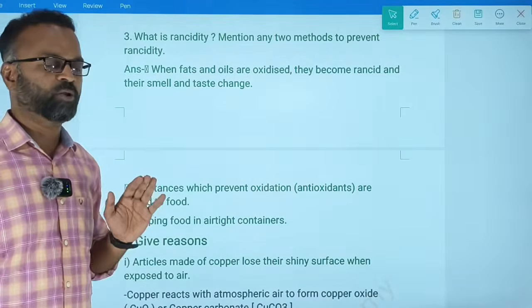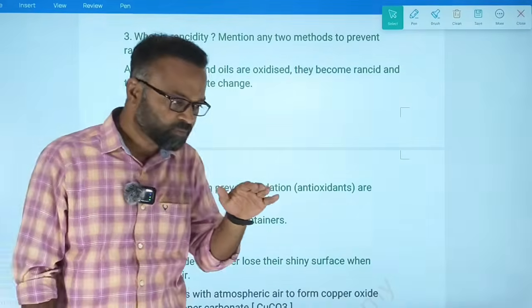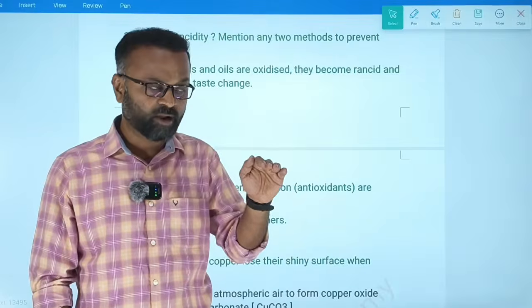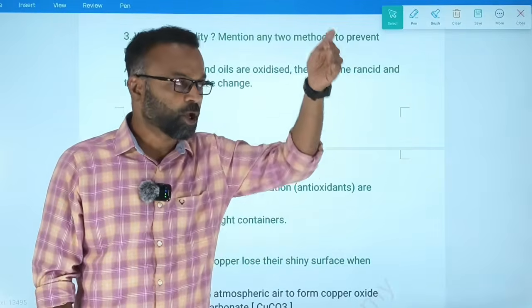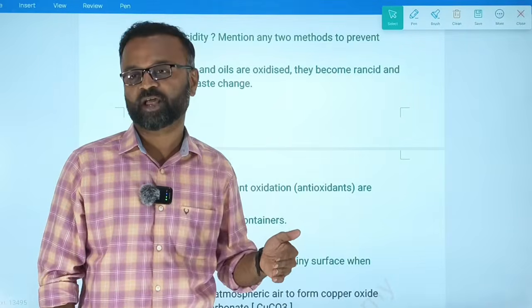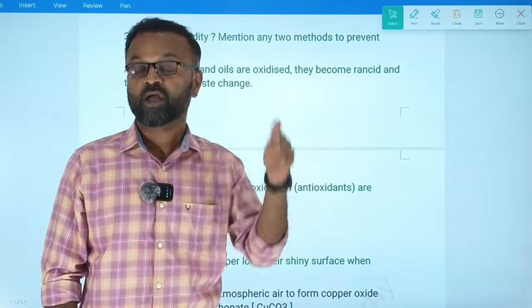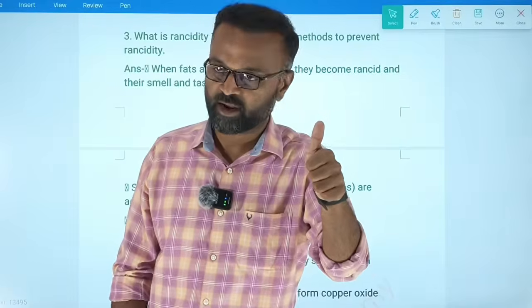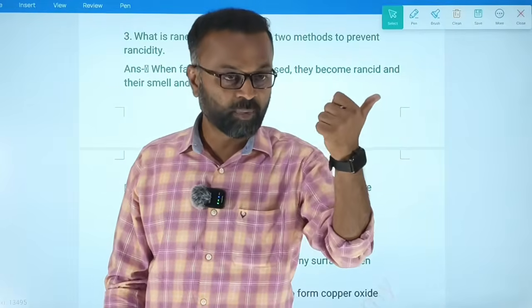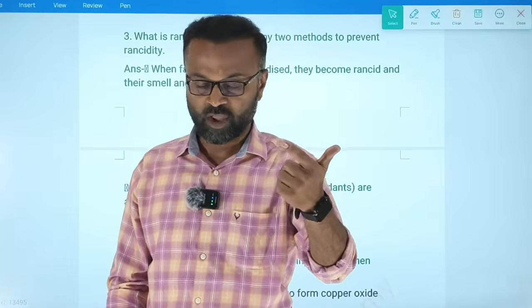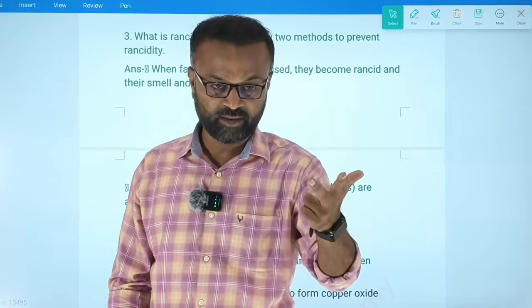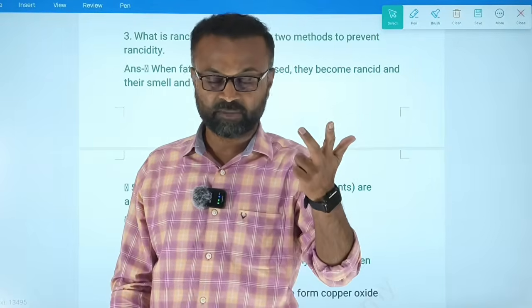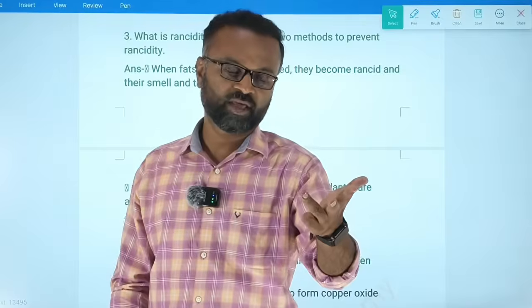How do you prevent it? Now we know how rancidity happens when oil or fat containing food items react with oxygen. Now we need to cut the connection between the oxygen and the oil or fat containing food items. How to prevent that? One is keeping it in the refrigerator, which will avoid the reaction with the oxygen. Keeping it in an airtight container, using antioxidants, or flushing the chips packet with nitrogen gas.